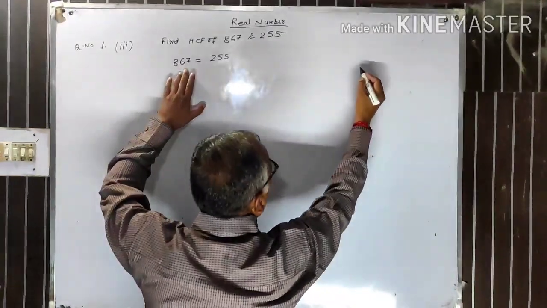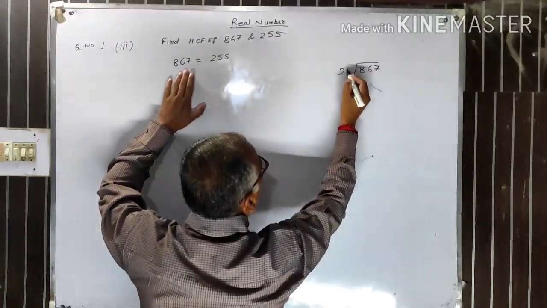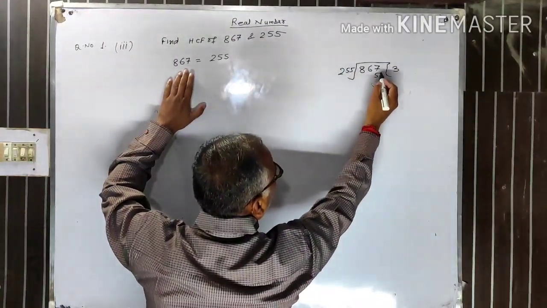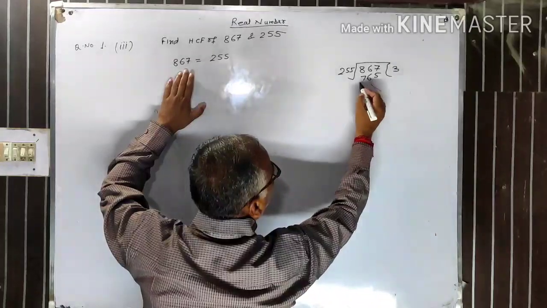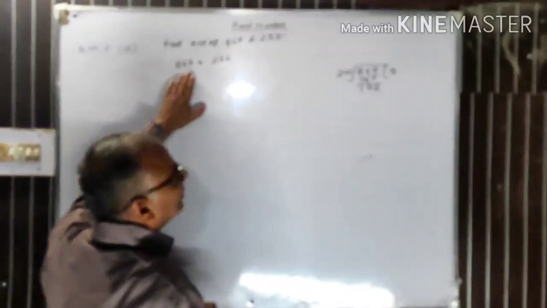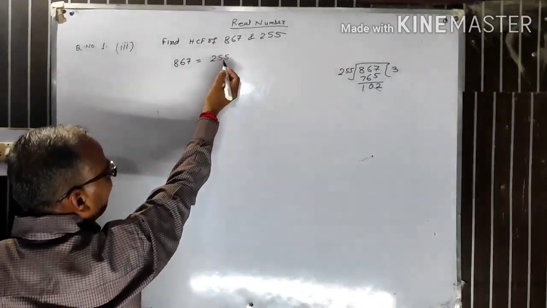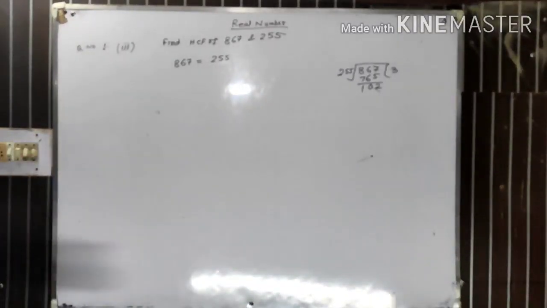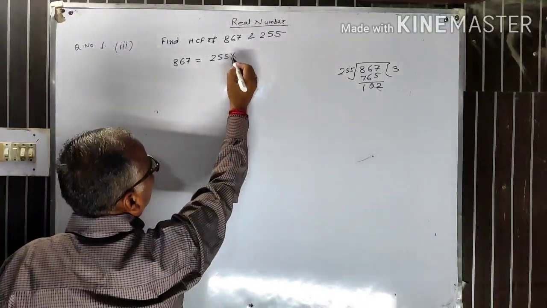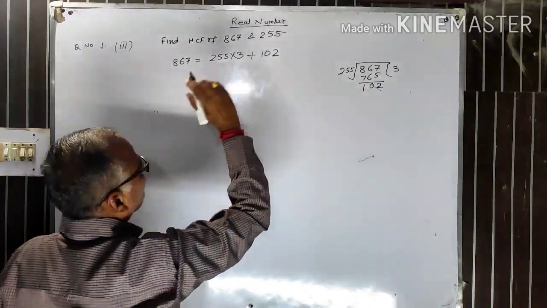Divide this and see, 867 divided by 255. It went to 3. 102 is the remainder and 3 is the quotient. So 867, if you divide it by 255, then 3 will be quotient and 102 will be the remainder. Multiplied by 3 quotient plus remainder 102.